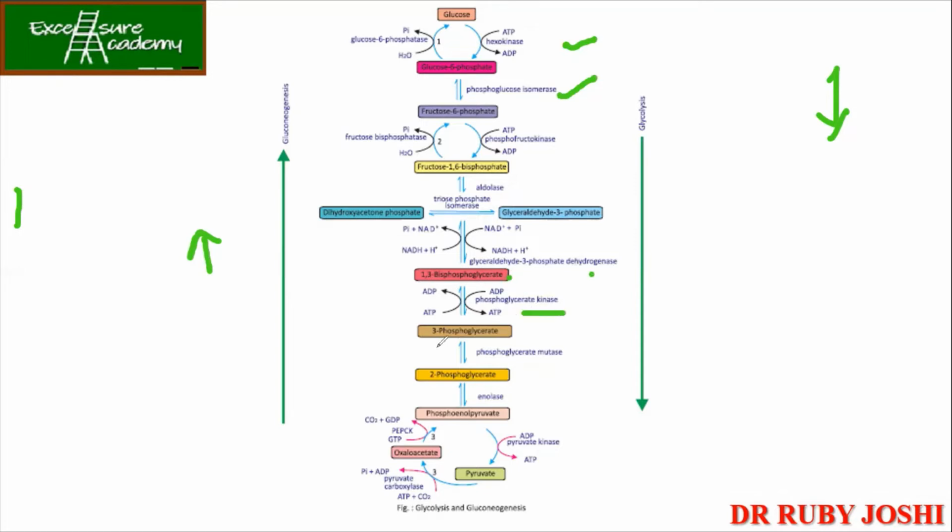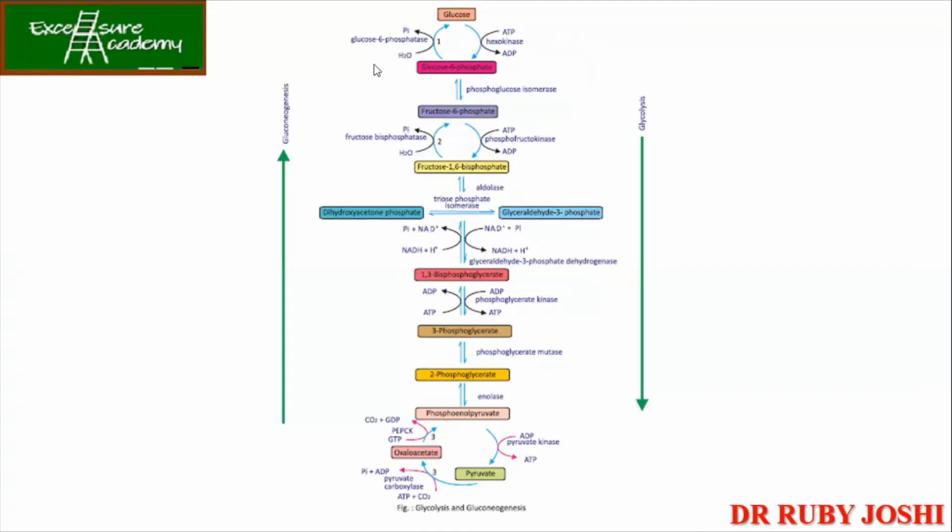Then glyceraldehyde 3-phosphate dehydrogenase will give you 1,3-bisphosphoglycerate. Then again kinase, 3-phosphoglycerate, mutase, 2-phosphoglycerate, enolase will give you phosphoenol pyruvate, and then pyruvate kinase, like we have discussed about this enzyme in detail yesterday, will give you pyruvate. So this is your glycolysis. Now let's check the gluconeogenesis.